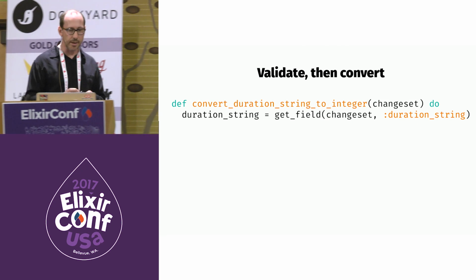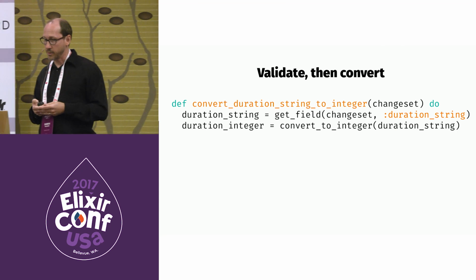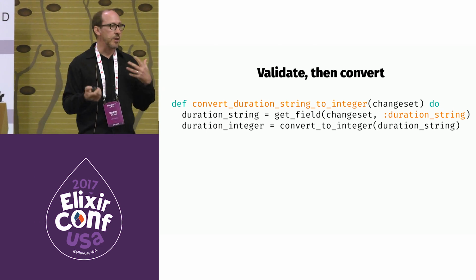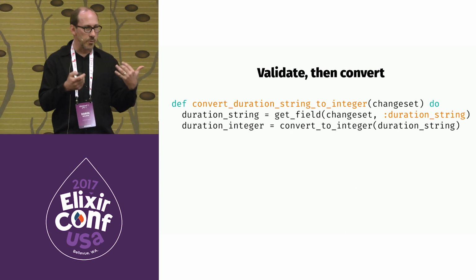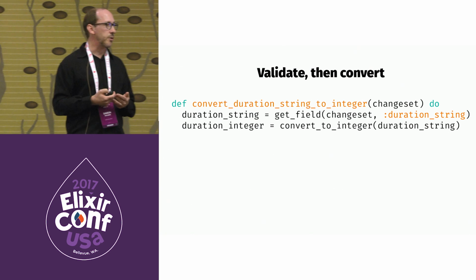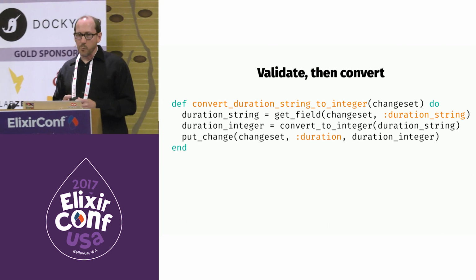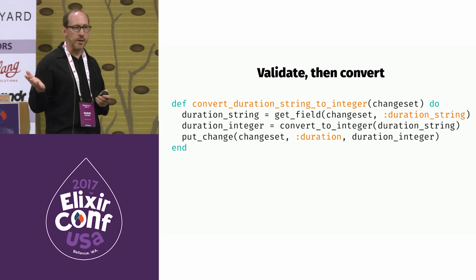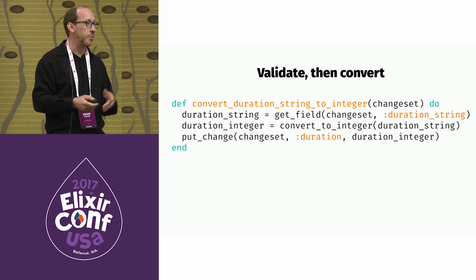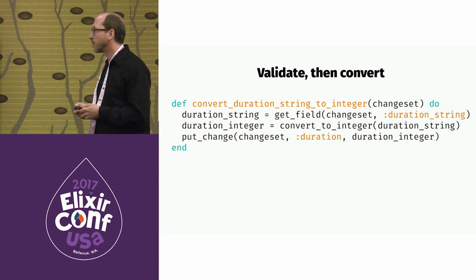We take our changeset, we pull out the duration as a string using get_field, and then we take that and we convert it into an integer. So we take the 3:25 that the user gave us and we turn it into 205. How you actually do that, I leave to your imagination. And then we call put_change to take our new value, stick it back into the changeset, but this time with the actual real value we're going to save, duration.